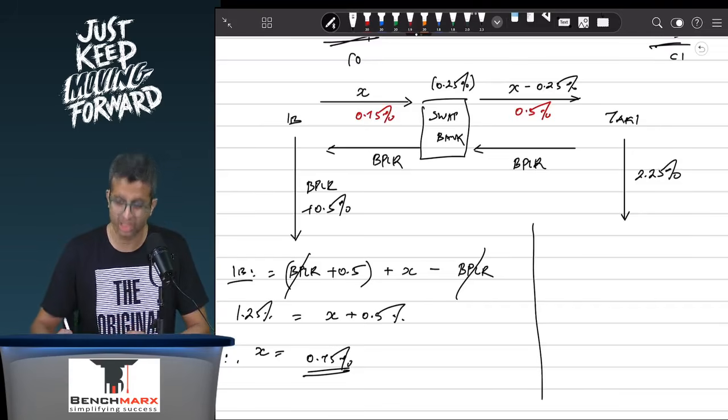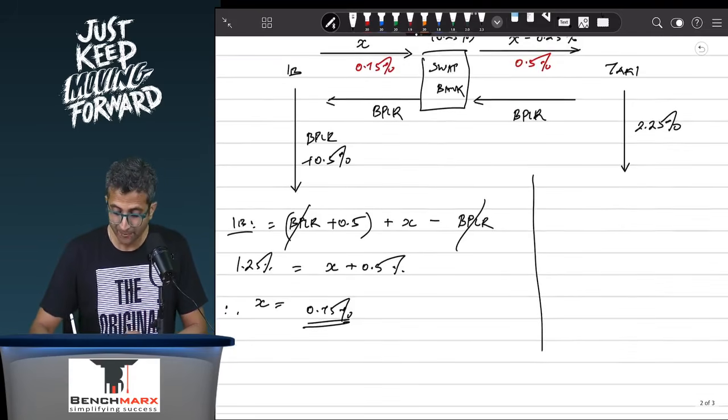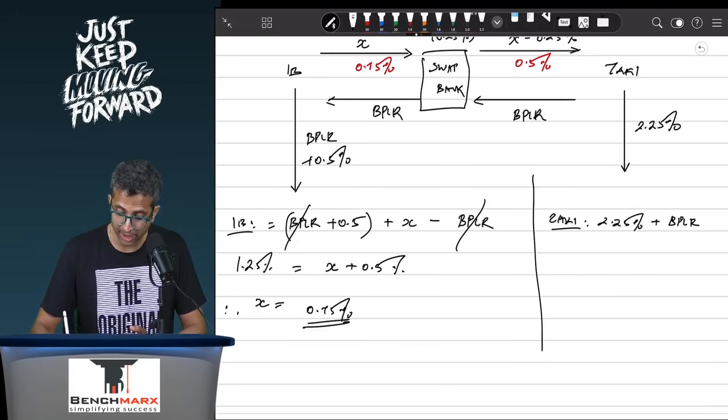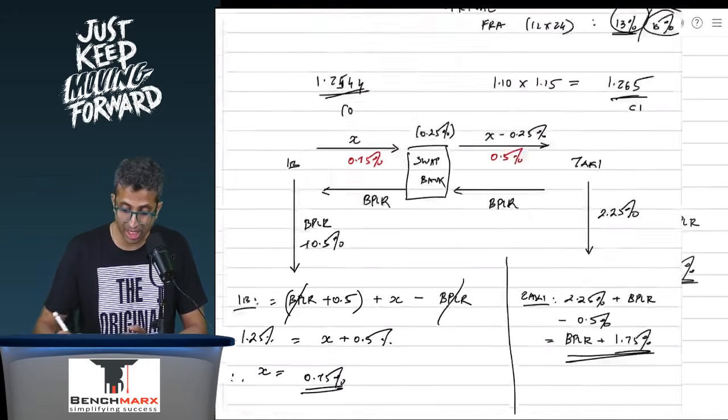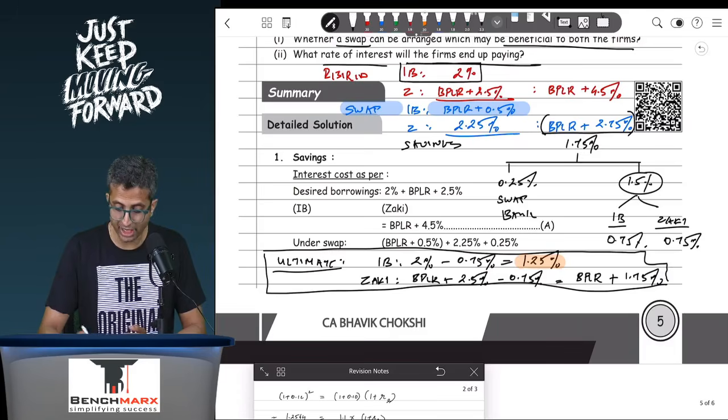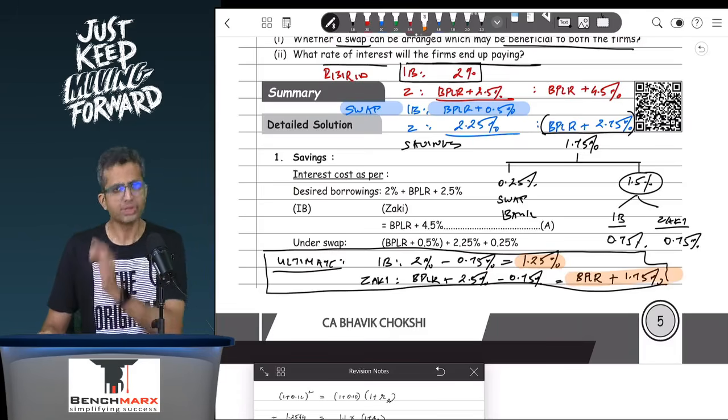So is my answer correctly devised? Well, let us see what is the ultimate cost for Zaki. For Zaki, the ultimate cost would be 2.25% that I am paying plus BPLR that I am paying minus 0.5% that I am receiving. So if I do this, this comes to BPLR plus 1.75%, which was what my ultimate cost of financing should have been for Zaki. This is one possible case.